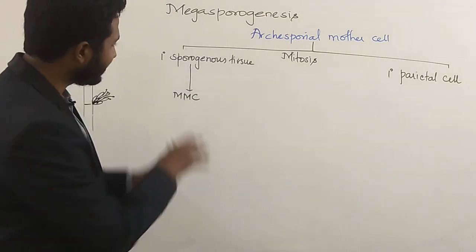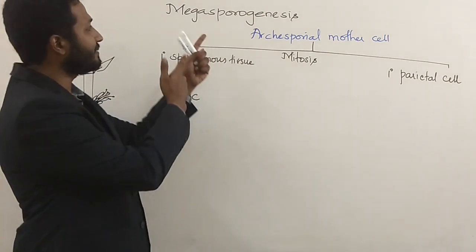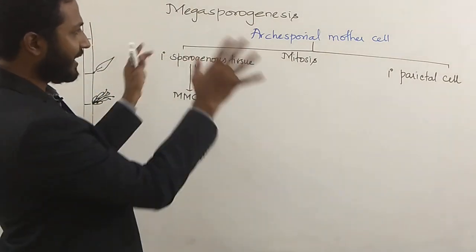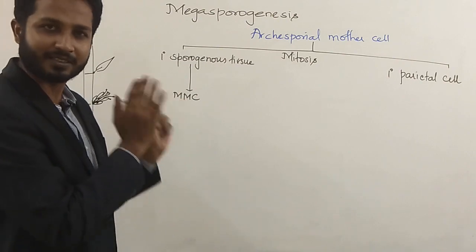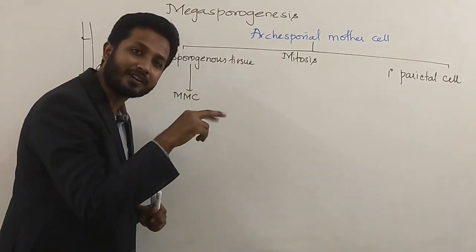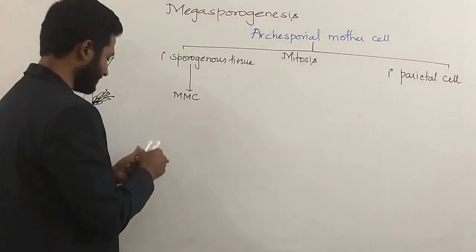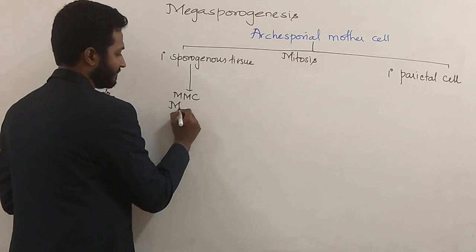The pattern till here remains the same in both microsporogenesis as well as megasporogenesis. The schematic representation remains the same till this point. From here, MMC will be called something different. There it was microspore mother cell. Here it is megaspore mother cell.